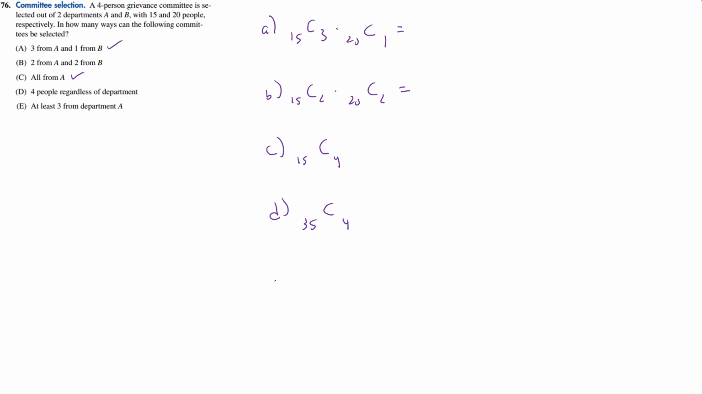And then our last one is going to be the one that has a little bit more possible ways to look at this. We have at least three from Department A. Well, here, that would be part of our piece. So we're going to have 15C3 times 20C1, but we can also have all of them because this one would be all of them. So we're really combining those two together. So then if we add 15C4, then we should get our final answer on that one. So looks like we have a few calculations to go do.